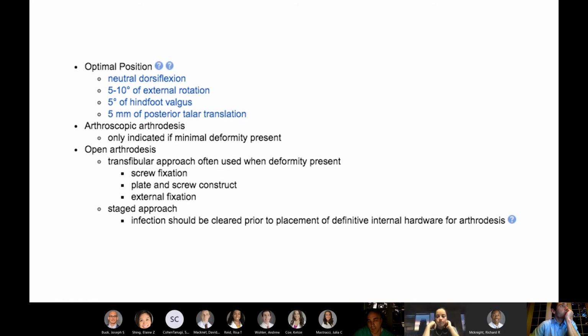You can also treat them in a frame and do what's termed a Calandruccio device, which was half pins through the calcaneus and through the tibia that essentially then had rods that compressed across it. You'll never see that. Well, you can also do it in an Ilizarov. Yeah. Which you will see.